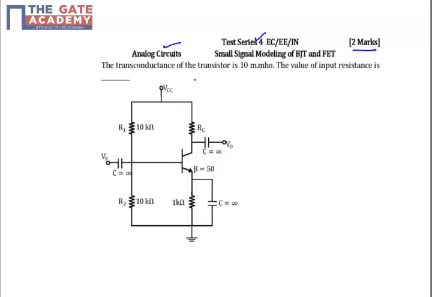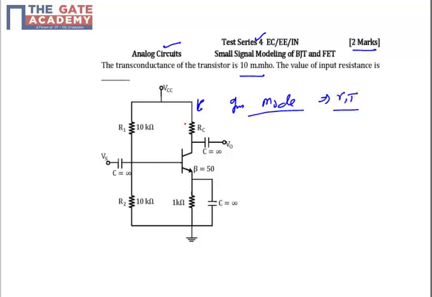The question says that if the transconductance of the transistor is given as 10 mS, then calculate the value of the input resistance. If the input resistance is to be calculated, it means that you need to use the gm model of the transistor, which is also known as the r-pi model of the transistor.